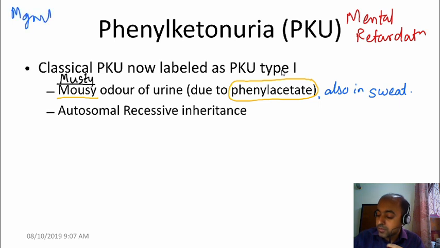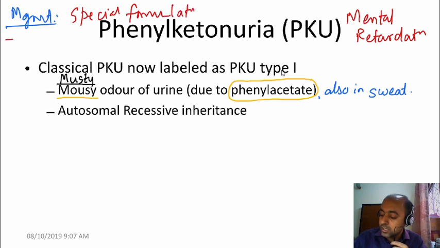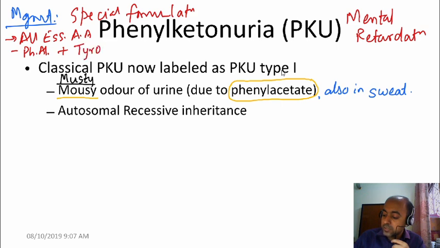So if you talk about management, you have to give special formulations. It contains all essential amino acids minus phenylalanine plus tyrosine. See, in these patients, the tyrosine becomes an essential amino acid because normally the tyrosine is formed from phenylalanine, but that step is getting blocked in these patients. This is a very important point to keep in mind. So we give them special formulation which contains all the essential amino acids without phenylalanine, but tyrosine is added.